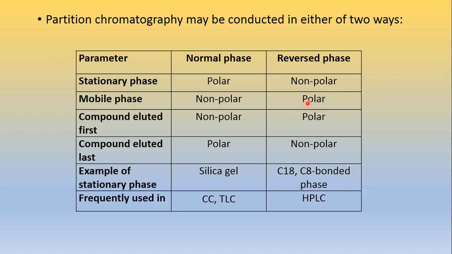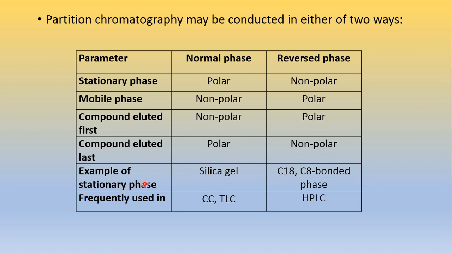Here the mobile phase is non-polar, but in reversed phase it is polar. Now compounds eluted first are non-polar compounds because our mobile phase is non-polar. These non-polar compounds will be more soluble in the non-polar mobile phase, and they show no interaction or very little interaction with the stationary phase, which is polar. So here the non-polar compounds elute first or come out from the column first, but in case of reversed phase the polar compounds elute first, and the last eluted is just the opposite.